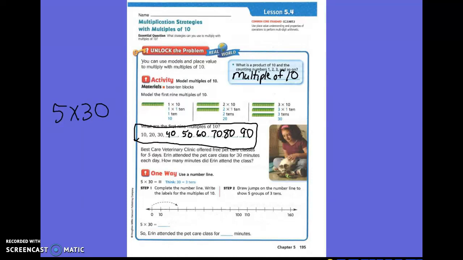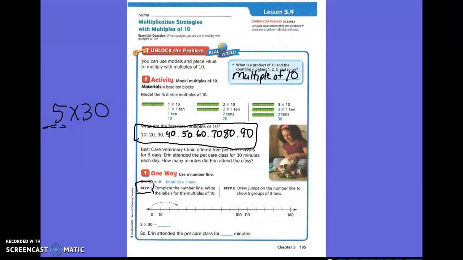That's the first way they want to show you how to figure out a big problem, with the number line. So, this is step 1. Read step 1. Complete the number line. Write the labels for the multiples of 10. Okay, so we are going to complete the number line. We start at 0.